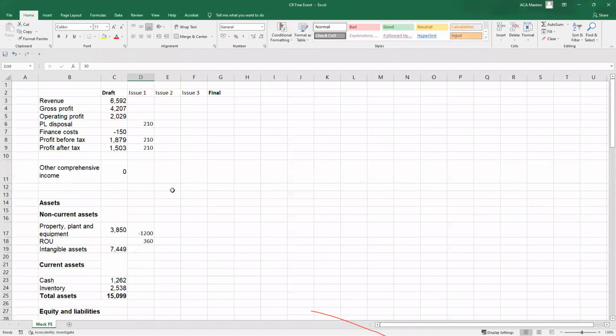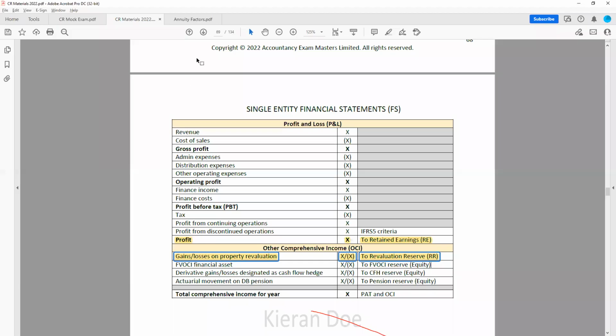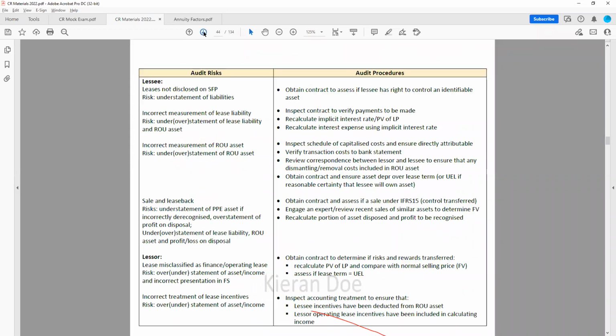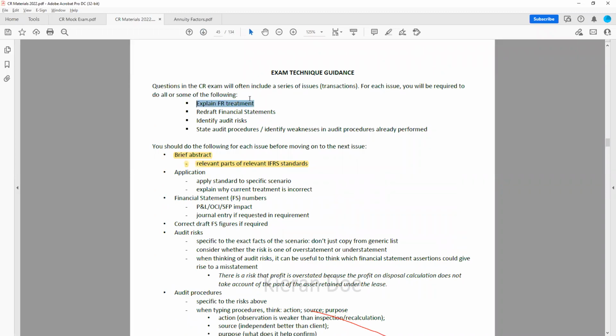So hopefully that's quite clear how to follow that through into the financial statements. As I said, this is quite a common question in that you have to explain the financial reporting treatment and then redraft the financial statements. In other questions as well, you have to go on and identify the audit risks in question 1 or 3, and then sometimes state audit procedures or identify weaknesses in procedures already performed. Of course, this is question 2, so you're not going to have any audit here. Those are covered in a separate class.